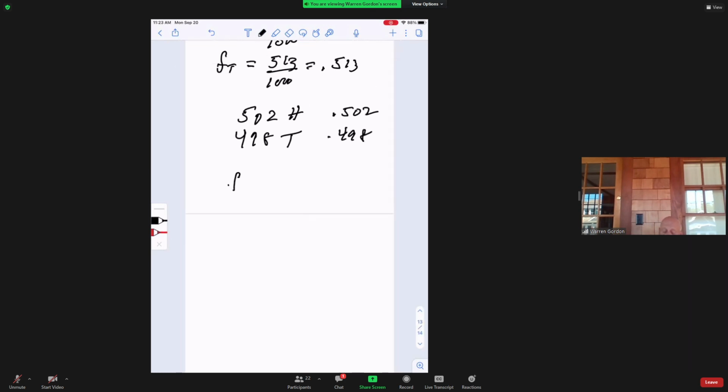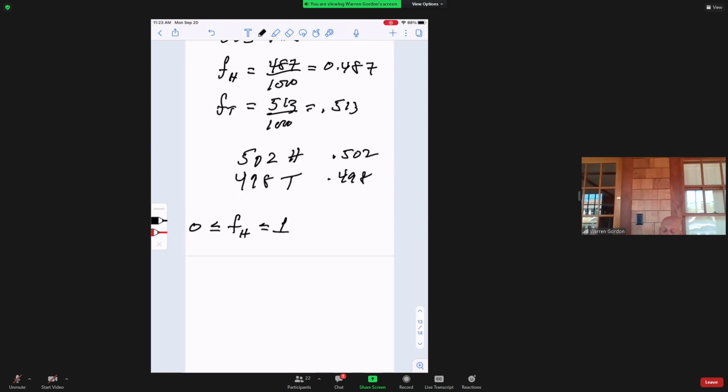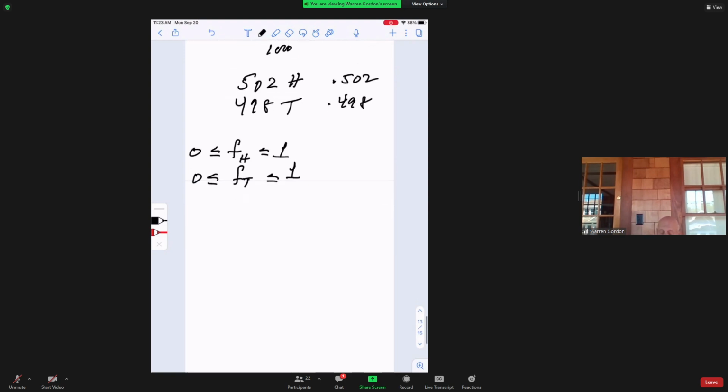Firstly, the relative frequency of heads is always a number between 0 and 1. It's a percentage, right? It was 48.7% in the first case, 51.3% in the second case. The relative frequency of a tail is always a number between 0 and 1. How might it be 1? Suppose it's an unfair coin and it was tails on both sides. So there would always be tails if you flip it.